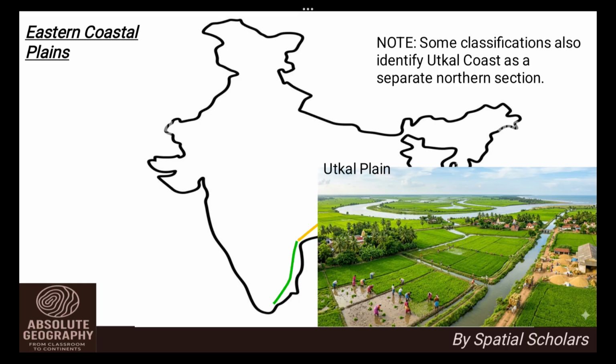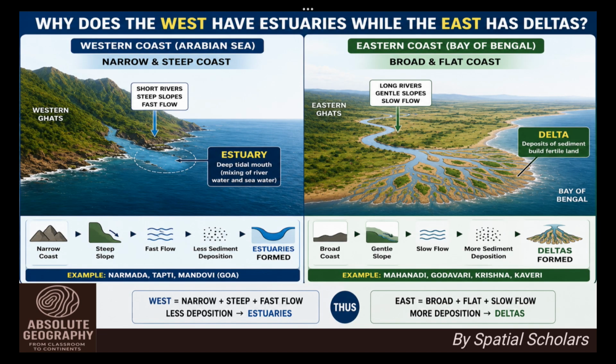Now we can finally answer one of the most frequently asked questions in examinations. Why do rivers on the western coast form estuaries while those on the eastern coast form deltas? The answer lies in the nature of the two coastlines. The western coastal plain is narrow and steep. Rivers descend rapidly from the Western Ghats and enter the Arabian Sea with high velocity. Because they have very little time and space to deposit sediments, they carve deep river mouths known as estuaries.